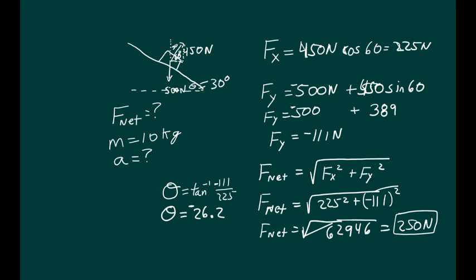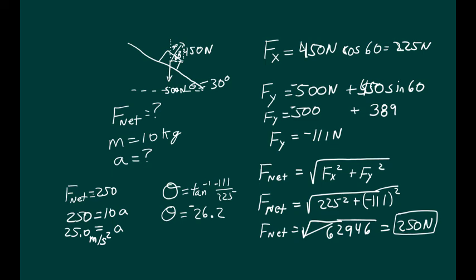If we wanted to find the acceleration, we know our net force is 250. So 250 equals 10 kilograms times A. So A is 25.0 meters per second squared.